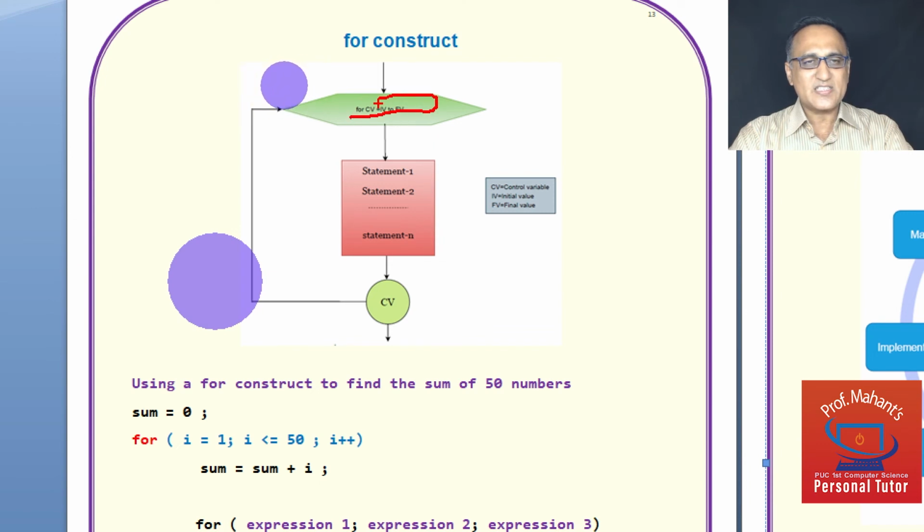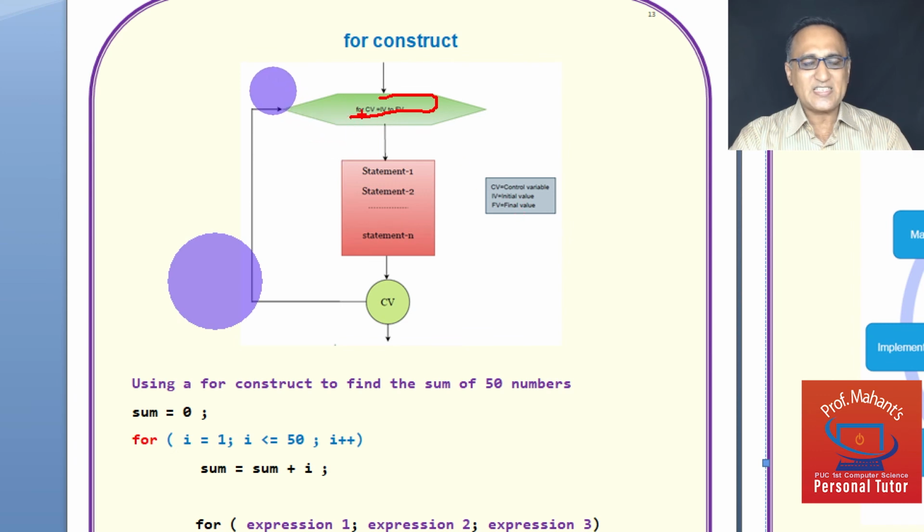This is the diagram used in a flowchart. For initial value to final value, that is, if you see, I'm checking the condition starting from initial value to final value, executing a series of statements. This is the connector. I go back. I keep executing this block of statements repeatedly as long as the control variable, and the initial value happens to be less than the final value.